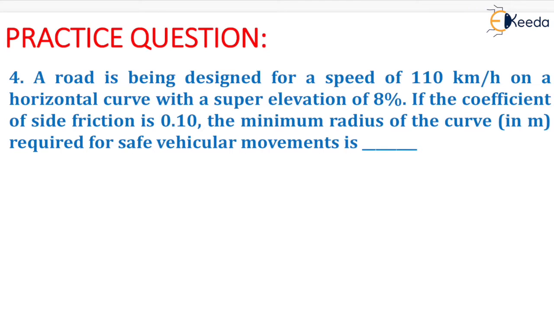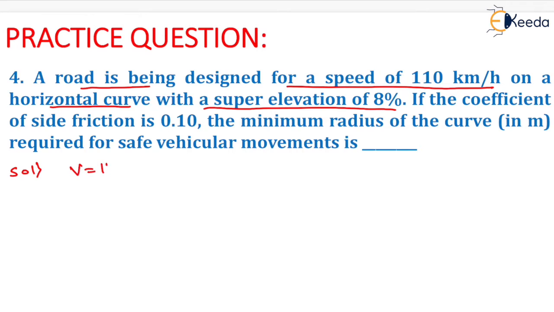The question is given as: a road is being designed for a speed of 110 km per hour on a horizontal curve with a superelevation of 8%. It means that the value of V is given as 110 km per hour and superelevation, that is small e, is given as 8%, that is 8 by 100.